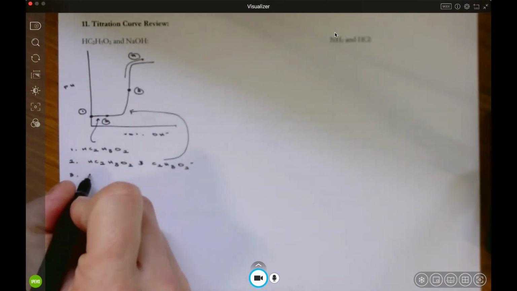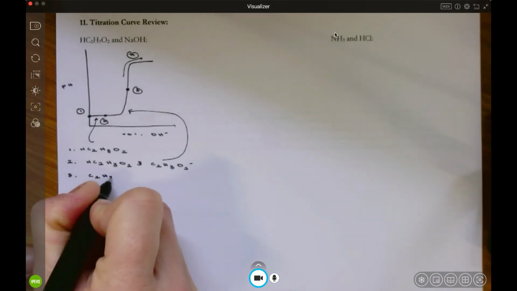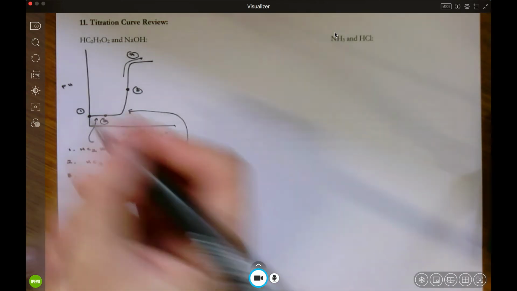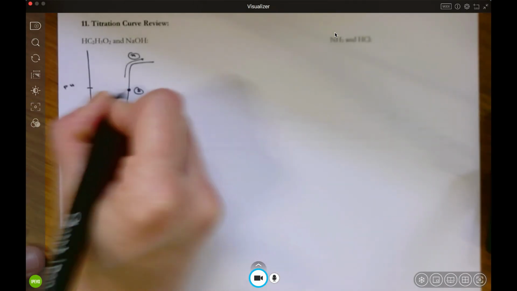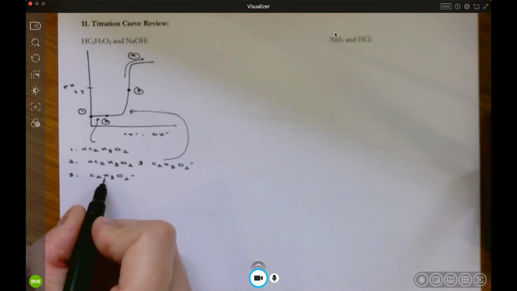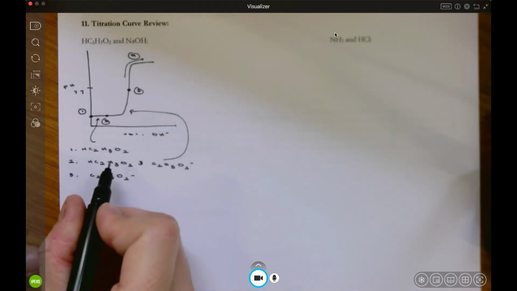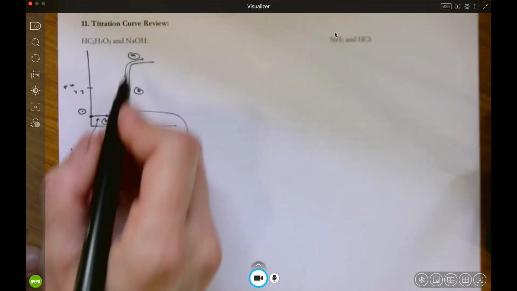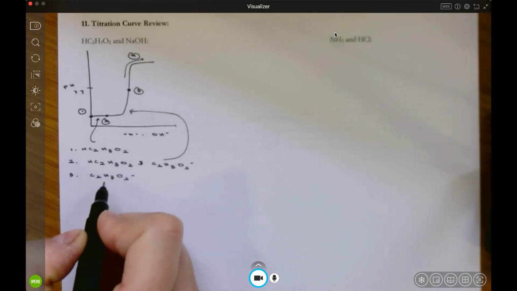And so the only thing that's going to be present is my acetate ion, which is why the pH at my equivalence point is actually going to be greater than 7, because the only thing that is present at that point, all of the weak acid and all of the strong base are used up because they're equal amounts of them. So the only thing I have present is my weak base.